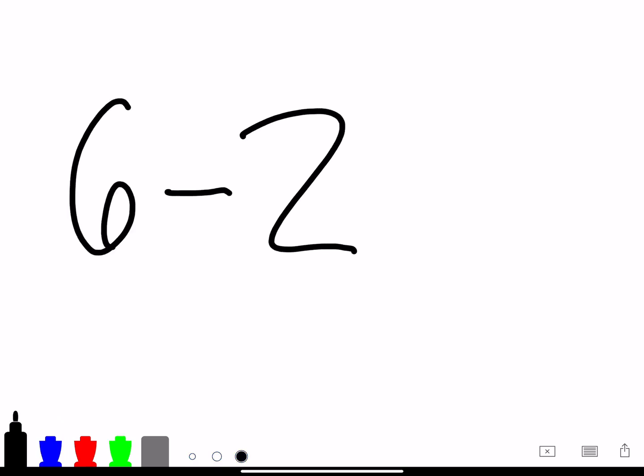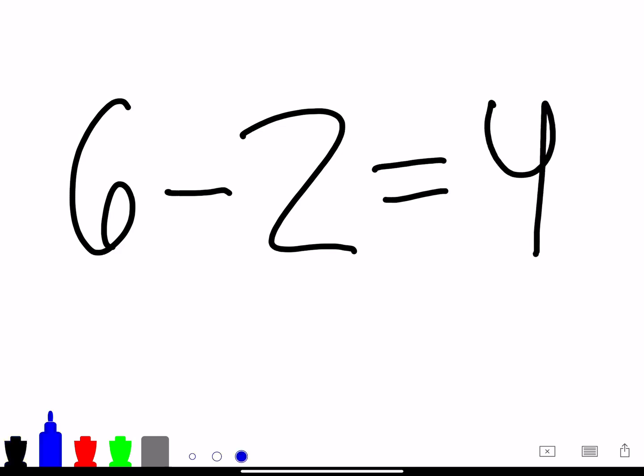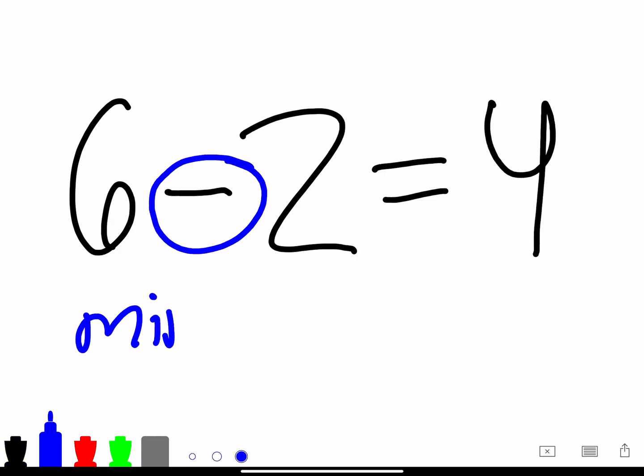I'm going to give you guys a subtraction equation. Let's see, I'm going to change it to a black marker. 6 minus 2 equals 4. Now we know this guy right here is the minus sign. So I like to think of it as plus, you're putting things together, minus, you're taking things apart. So we're going to have a less answer here.